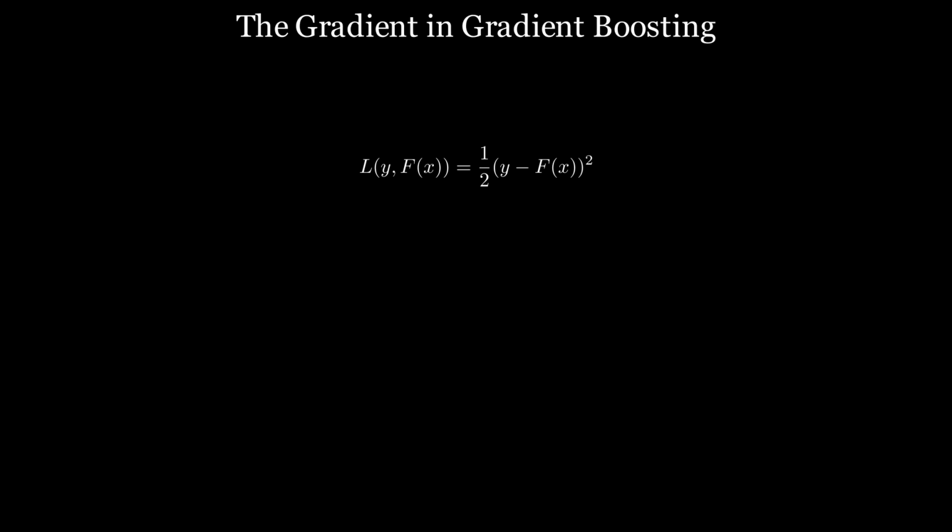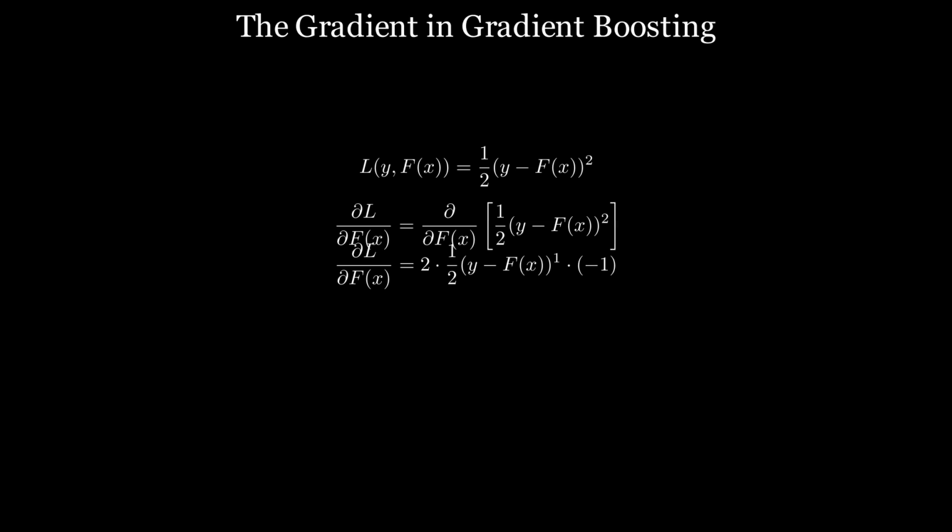In gradient descent, we take a step in the direction of the negative gradient of the loss function. Let's compute the gradient of the loss with respect to our model's prediction f of x. We use the chain rule. The derivative of the outer part is 2 times the inner part, and the derivative of the inner part, y minus f, with respect to f of x, is negative 1. This simplifies to negative 1 times the quantity y minus f of x. The negative gradient, which is the direction of steepest descent, is therefore positive y minus f of x.